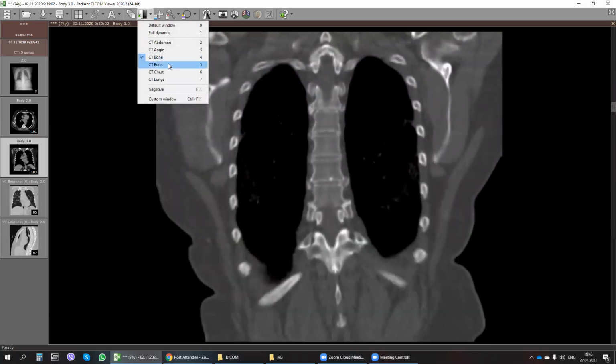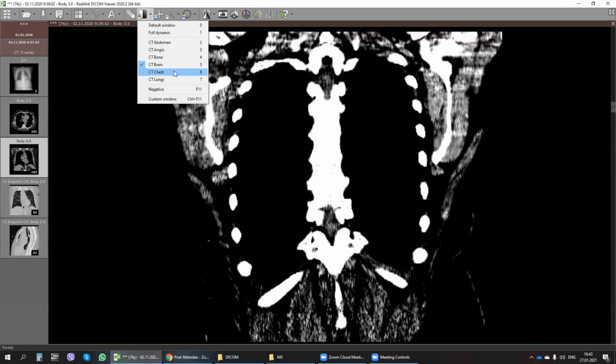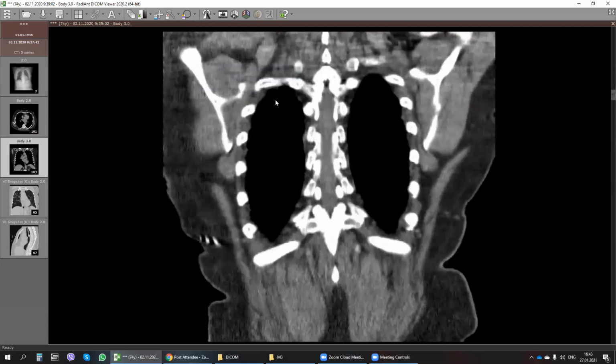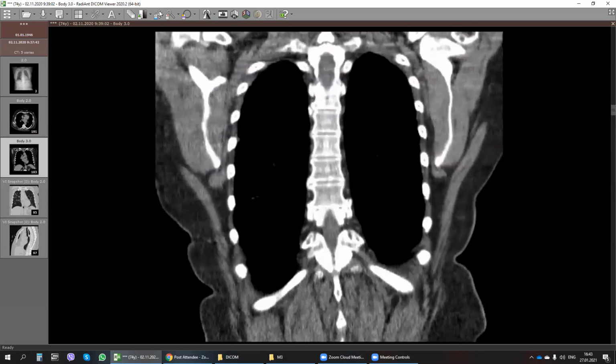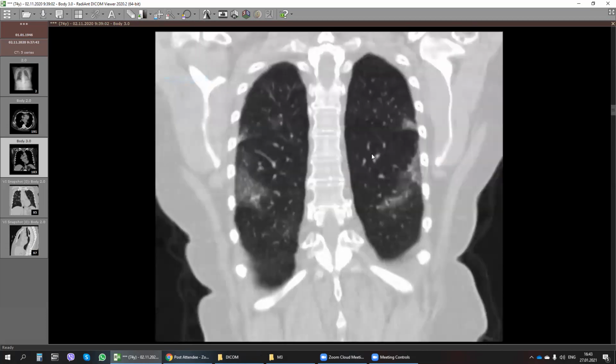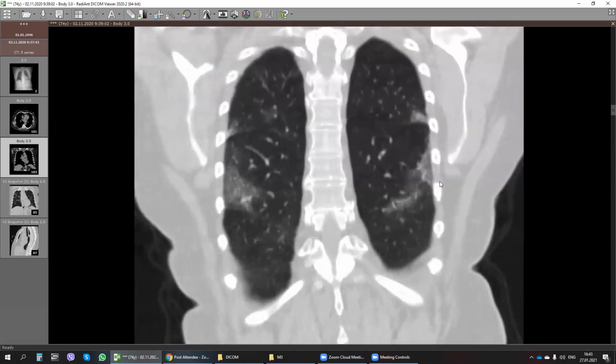Also, we have a brain mode for the assessment of the brain. And what is important, chest mode for assessment of the chest organs and for lung tissue. This is the mode which we will stop on.